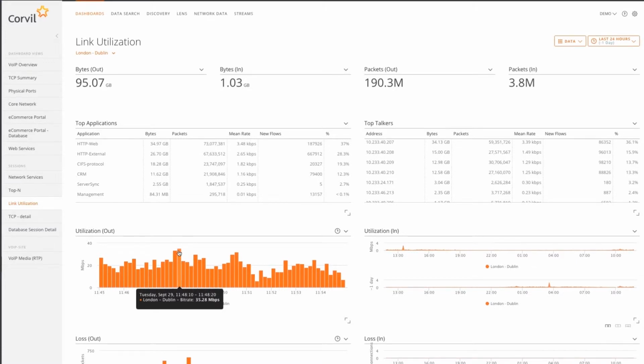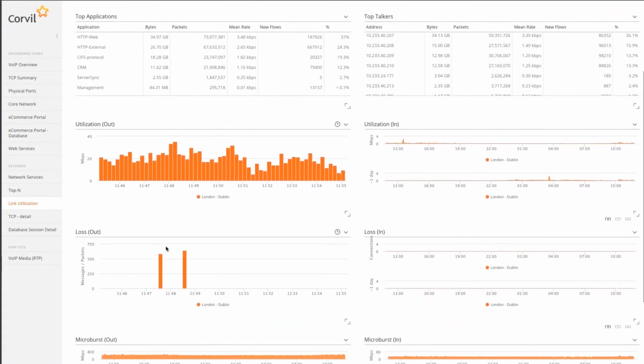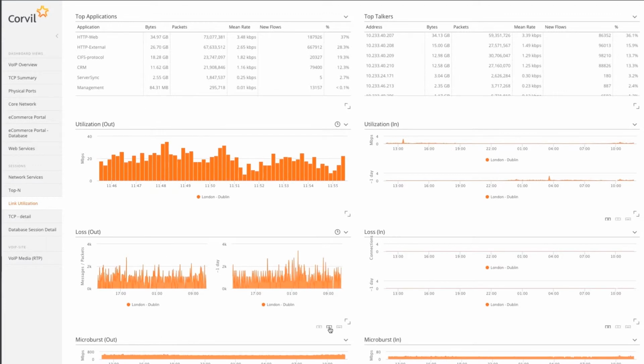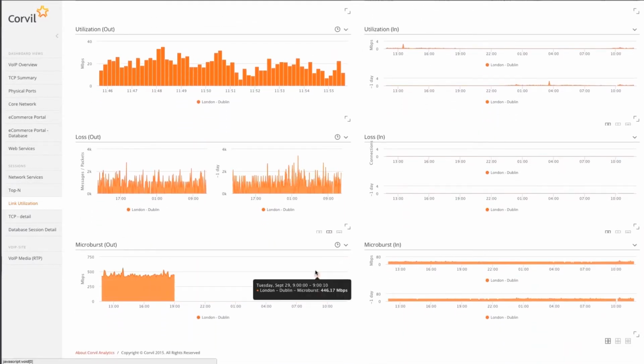This is a 200 meg link, and here Nick can see that the average utilization is not even hitting 40 meg per second. This is very confusing from the loss chart, as it's telling Nick that there was actually loss both today and yesterday. Only when Nick moves to the Corvil microburst chart do things start to make sense.